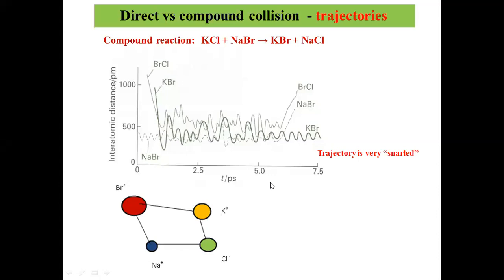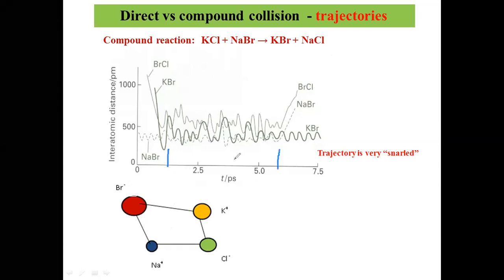Yes. So at this place, what I want to say is that, unlike direct abstraction, here this is quite stable, and we are going to have a lifetime of this complex. Let's say, if you look at this zone, it is quite longer than a picosecond, longer than the vibrational rotational period, right? So it's a couple of picoseconds. So in the case of a stable complex like this, we're going to get a snarled trajectory, and then ultimately, finally, it's going to form the product.